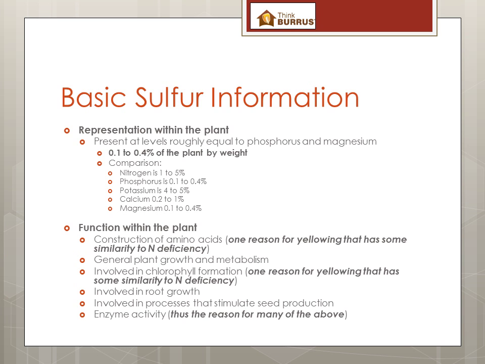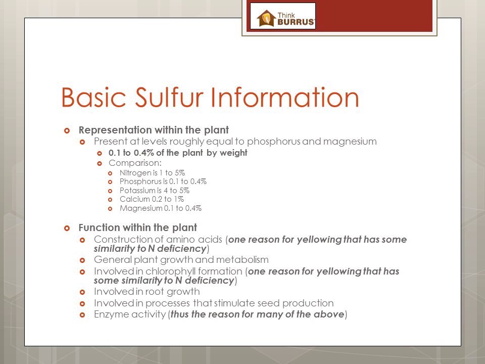Now, what does sulfur do, the function within the plant? Well, it's really important in the construction of amino acids. Think of those as being the building blocks of proteins, which are the building blocks of all sorts of things in the plant. And this is one reason why you get this yellowing symptom associated with a sulfur deficiency that kind of resembles nitrogen deficiency, because nitrogen is really important in the construction of amino acids as well.